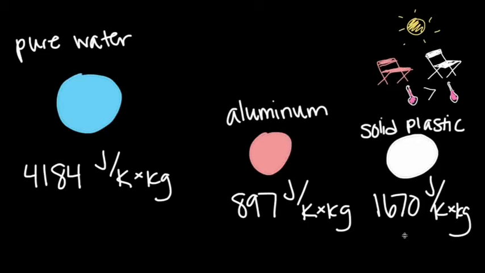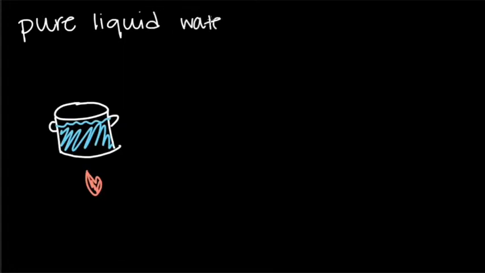Now that we see how the material changes the heat capacity, let's talk a bit more about the mass and go back to our example of the pots. So in these pots, we have pure liquid water, which we know now has a specific heat capacity of 4,184 joules per Kelvin per kilogram. Now the pots themselves also have a heat capacity, but we're going to ignore that to simplify the problem.